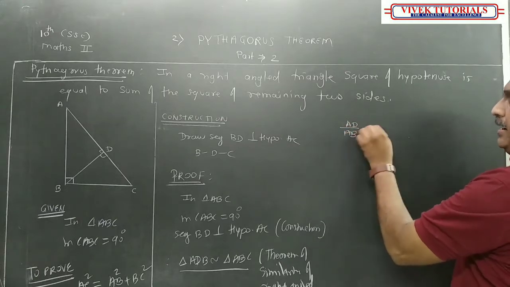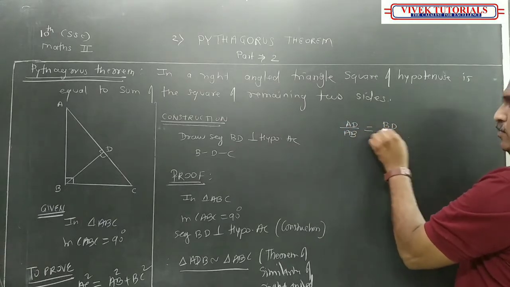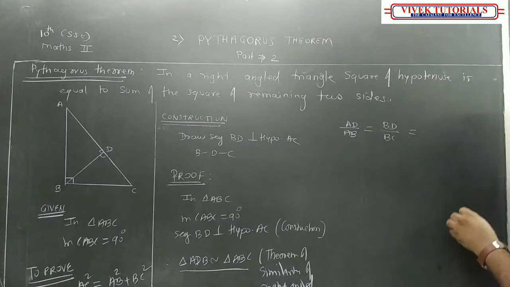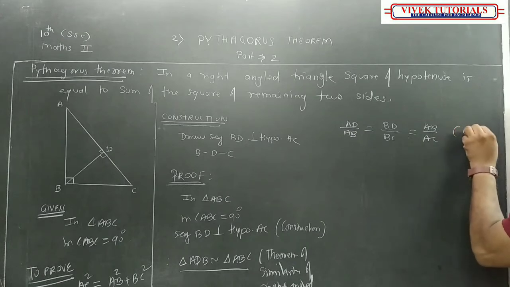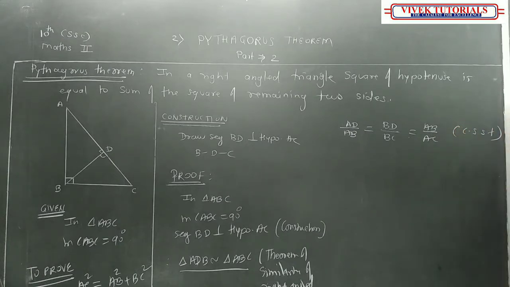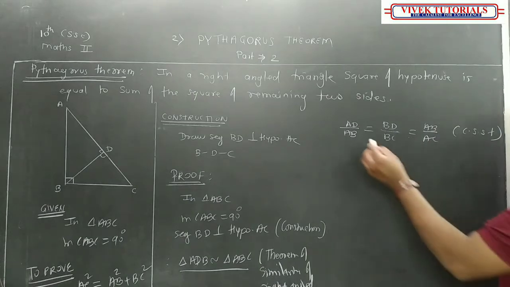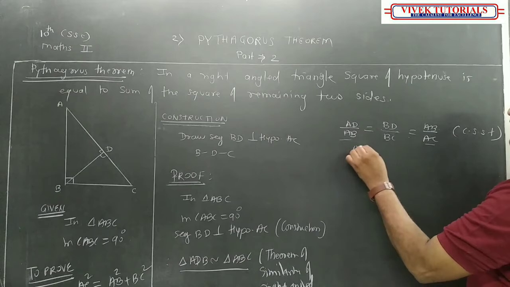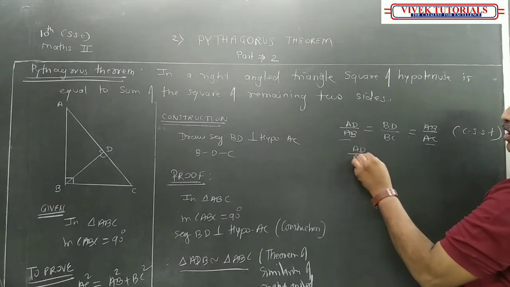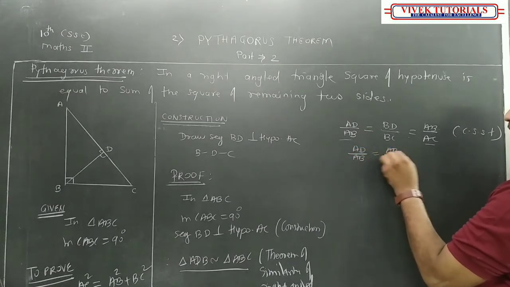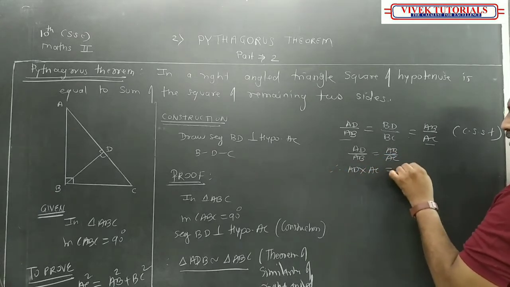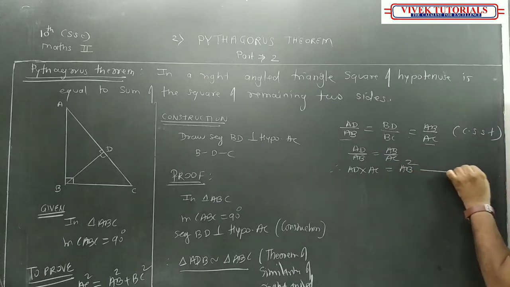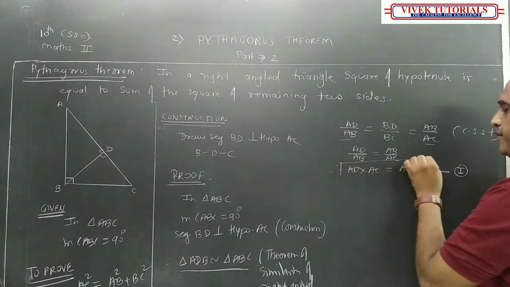AD upon AB is equal to BD upon BC is equal to AB upon AC. Here you are going to write CSST, that is corresponding sides of similar triangle. Here see, the AB is get repeated. What I can write? AD upon AB is equal to AB upon AC. So AD into AC is equal to AB square. I am going to take it as equation 1.